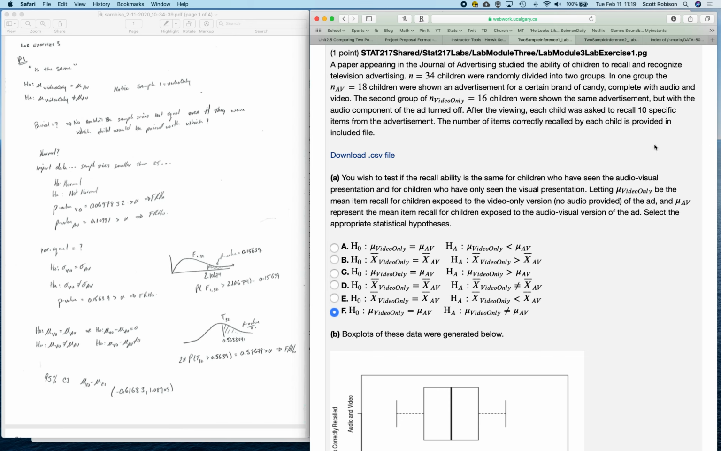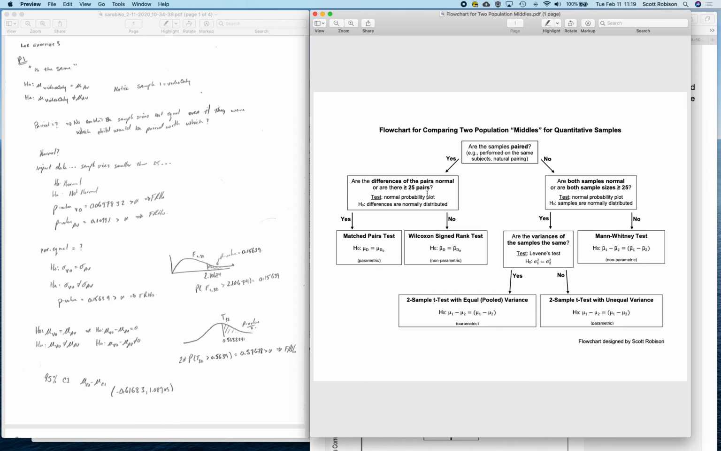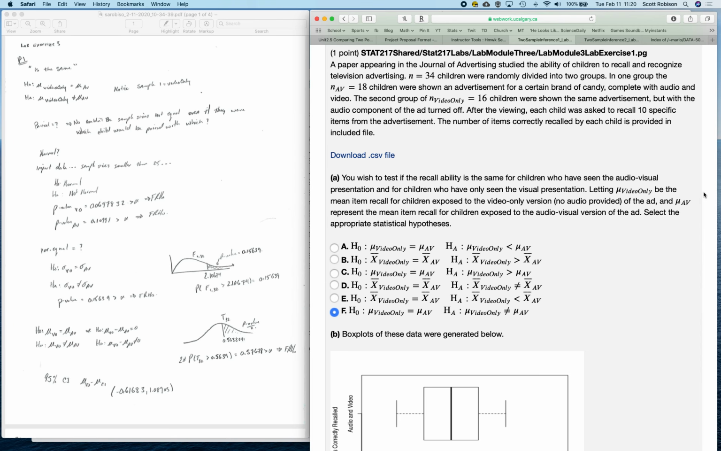In lab exercise, or lab 3 exercise 1, what we're really going to go through is how to do a two-sample t-test. So we need to be really careful about which two-sample test we use. I want to draw your attention to this flow chart here that asks questions and then leads us in the appropriate direction of which way we need to go. So here the first idea is to understand the question that we're being asked.